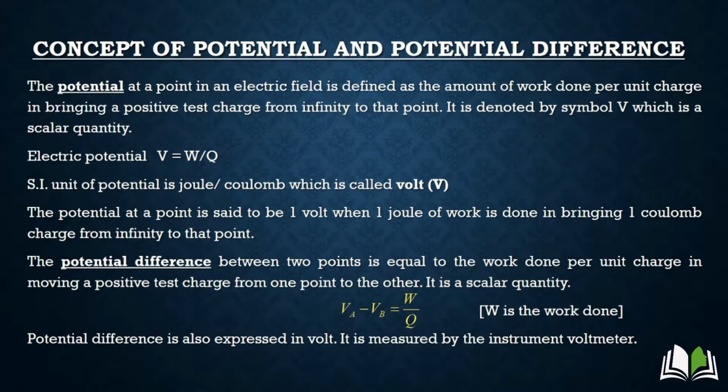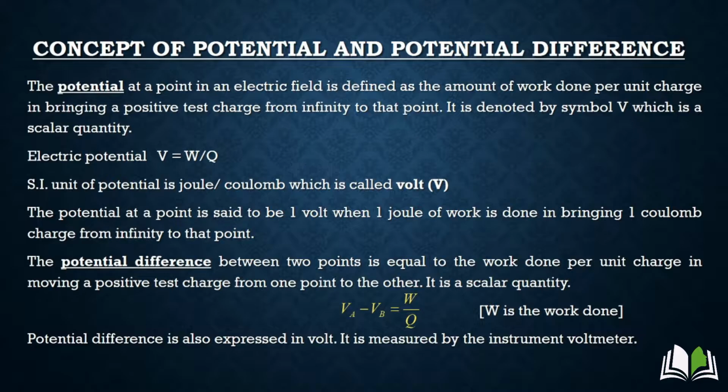Next point is the potential difference. This is not the same as potential, rather it is the difference between 2 points, say A and B. The definition of potential difference is the amount of work done in moving a test charge Q from a point A to point B, known as the potential difference between the 2 points A and B.